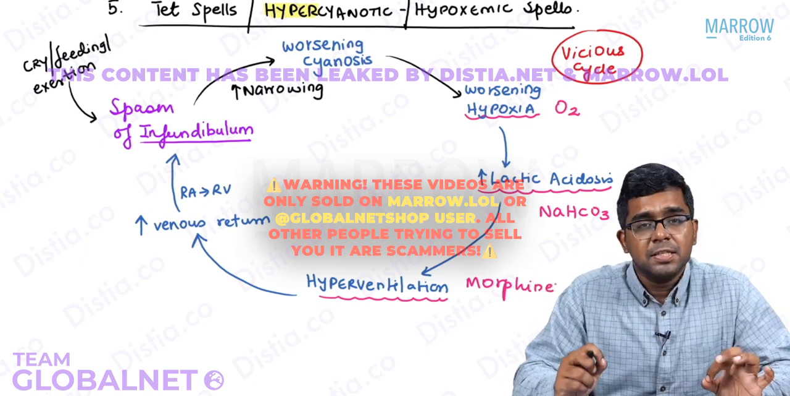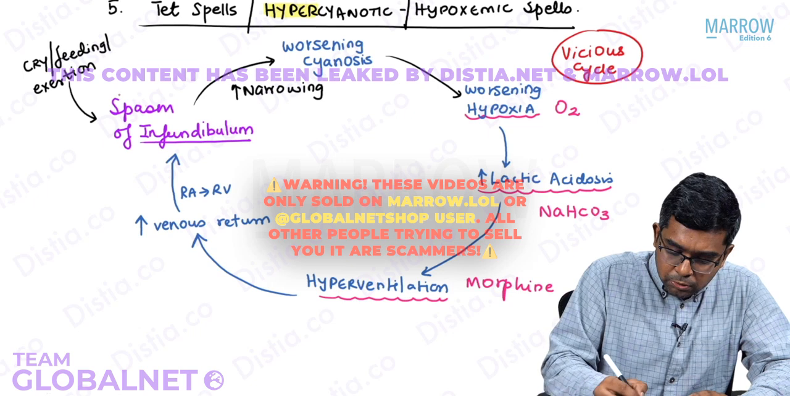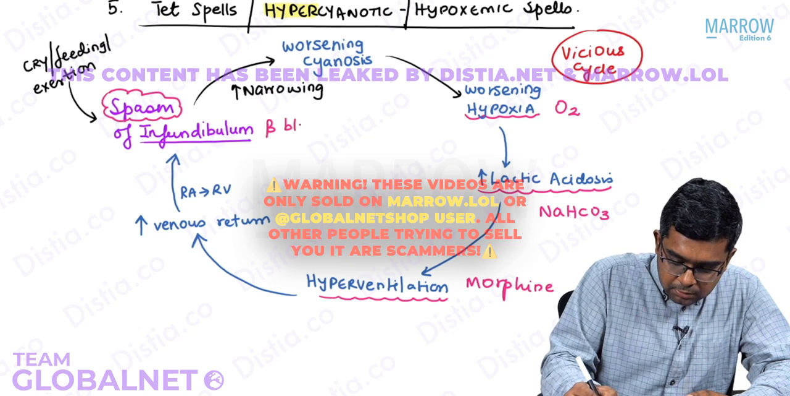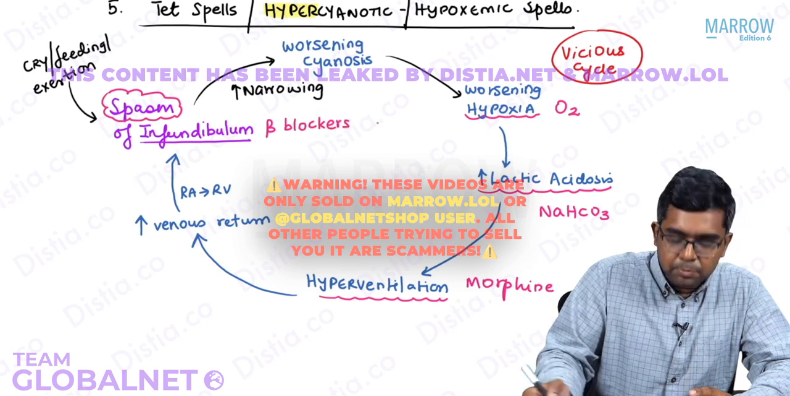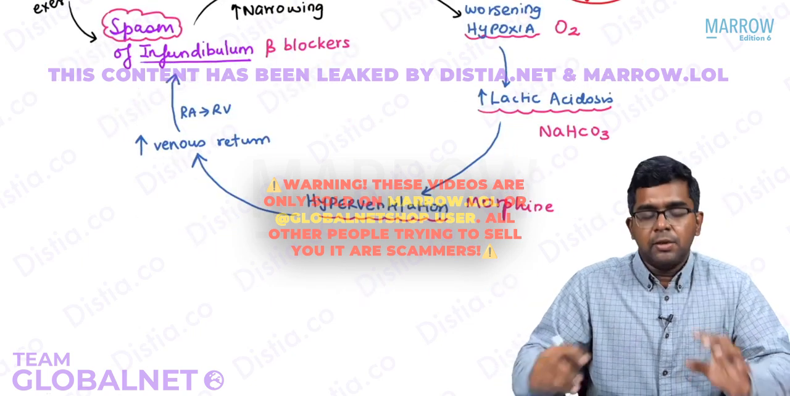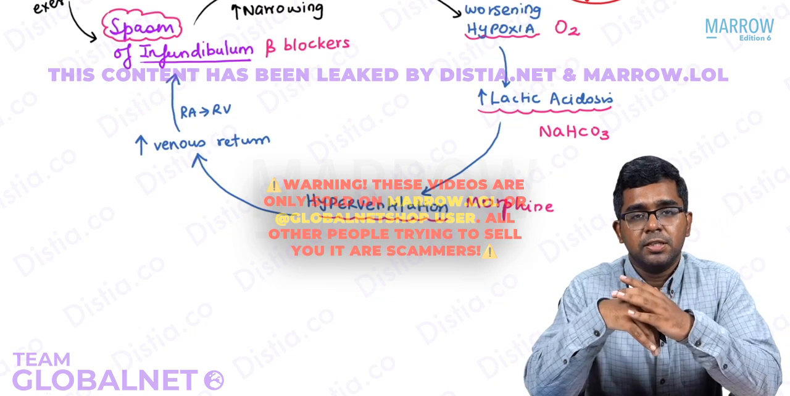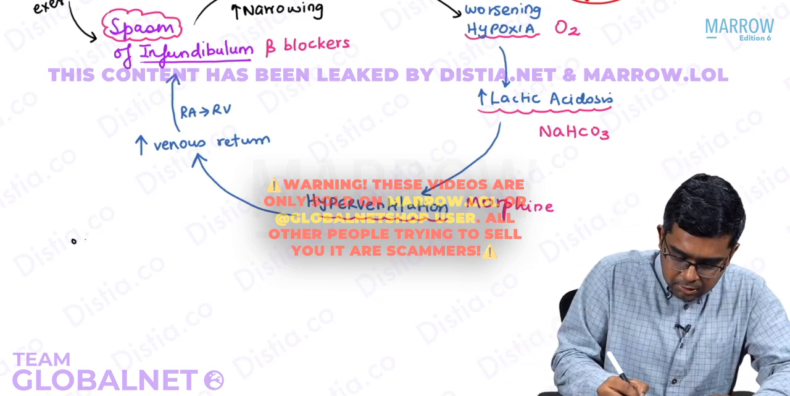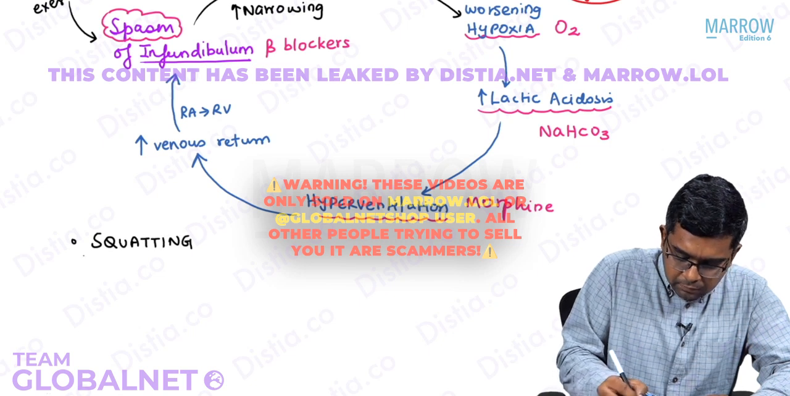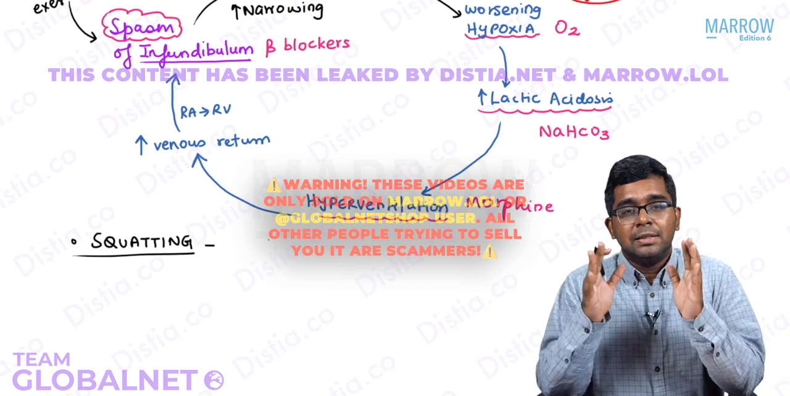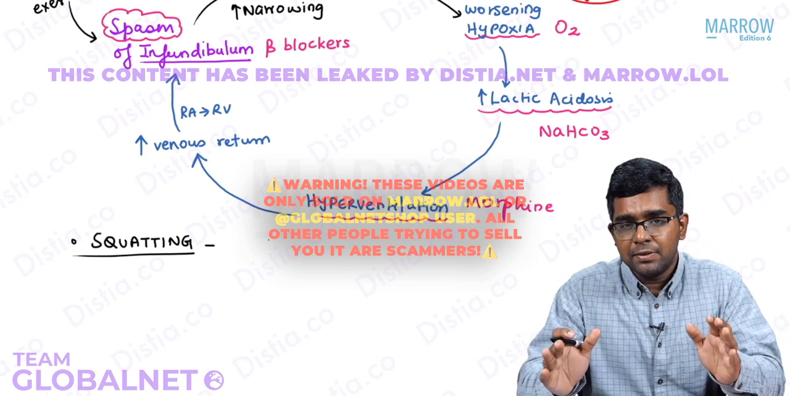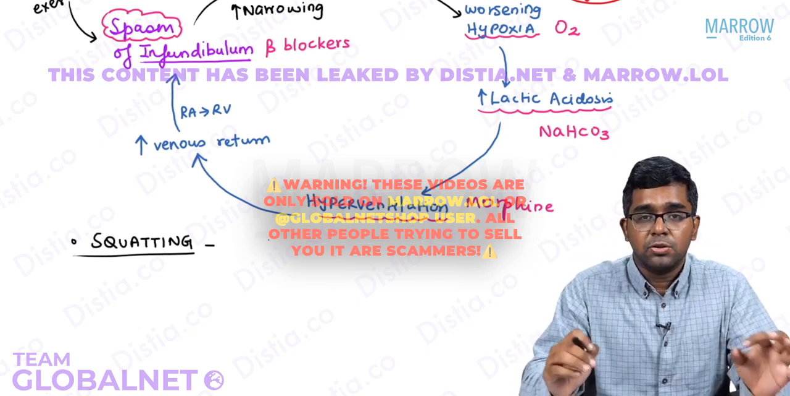I told you that there is spasm of the infundibulum, right? So to decrease the spasm of the infundibulum, you can give beta blockers. Drugs like esmolol and propranolol can be given in this situation. Now, if you look at children during a cyanotic spell, they adopt a posture called squatting. What is the advantage of squatting? When the child is squatting, you can imagine that the thigh region is getting compressed. Because of this, the blood vessels in the thigh, namely the femoral vessels, are also getting compressed.